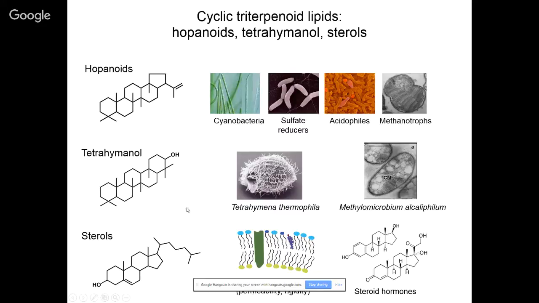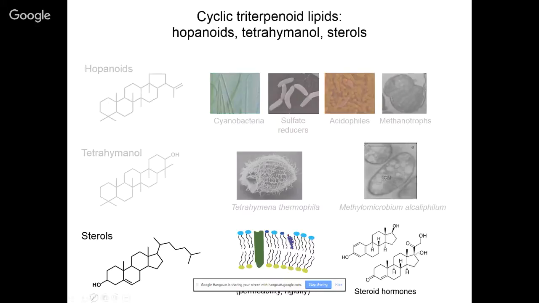We've also done some work on tetrahymanol, which is very similar to the hopanoids, the main difference being this last ring being a 6-carbon ring versus a 5-carbon ring. And this is usually used as a biomarker for water stratification. I don't have time to get into that, but typically these are found in ciliates, though we've been able to detect it in an anaerobic methanotroph, and we've been doing some work on this organism. But what I want to focus on today are the sterols.